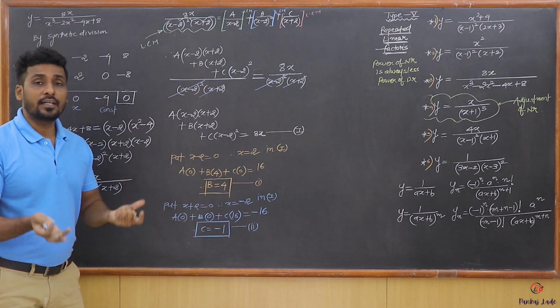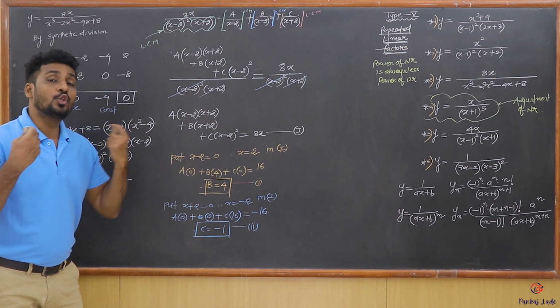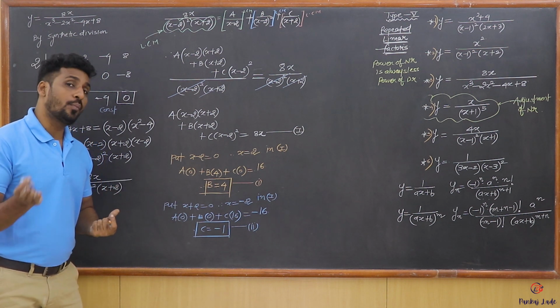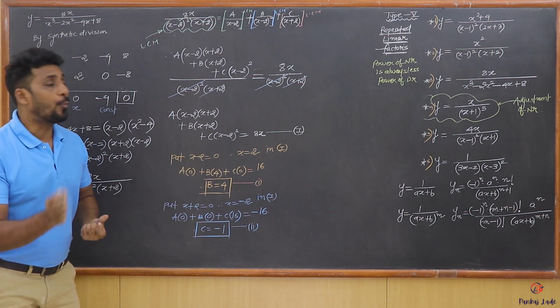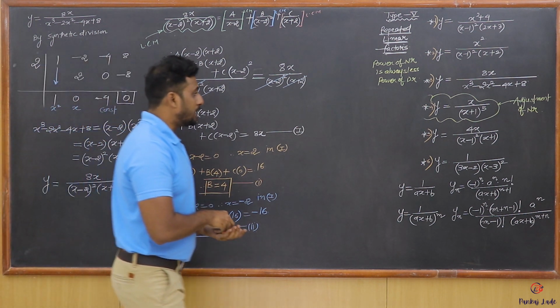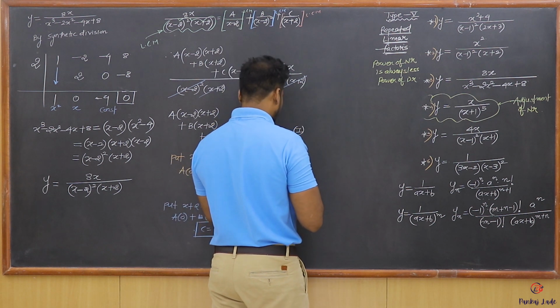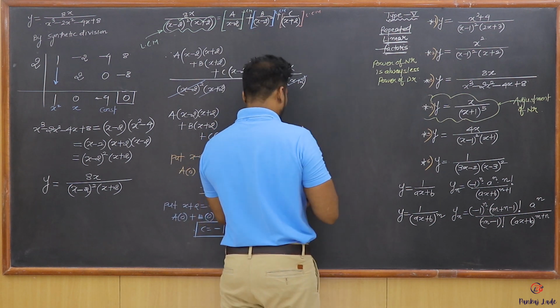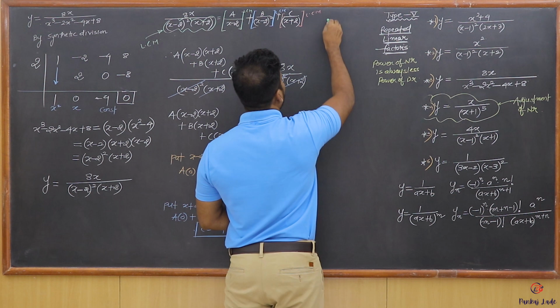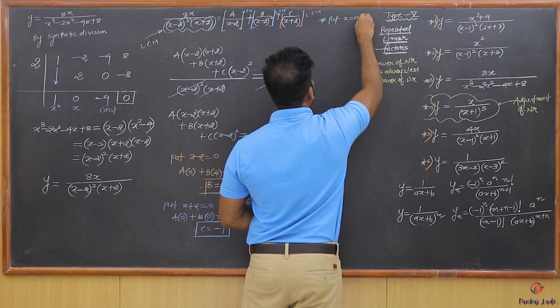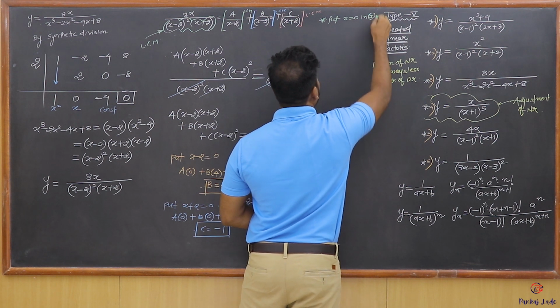That means the next factor is what I'll be choosing, isn't it? I'll be assuming some value. So I can see that x equal to 0 is not utilized, isn't it? So I'm going to make use of x equal to 0 to obtain the last constant. I'm going to put x equal to 0 in equation 1. So let's put x equal to 0 in the first equation.